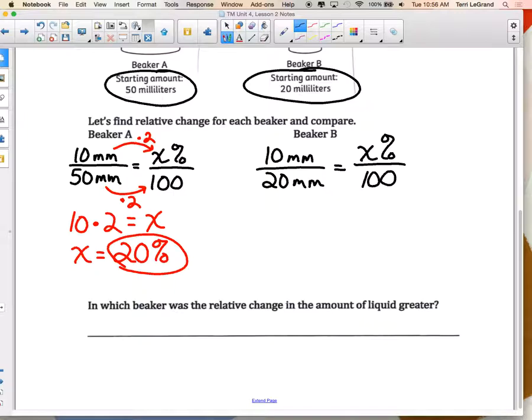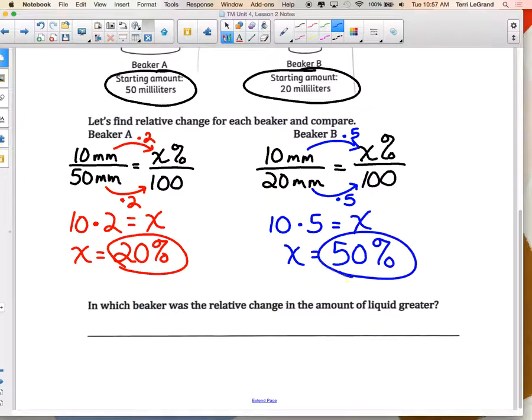Okay? Let's check to see if it's friendly. 10 to x, 20 to 100. Friendly? Okay, what can we do? Multiply by 5. So if we take 20 times 5, we do get 100. So 10 times 5 should give us our x value. 10 times 5 is? 50. So the percent of change this time is 50% for beaker B.